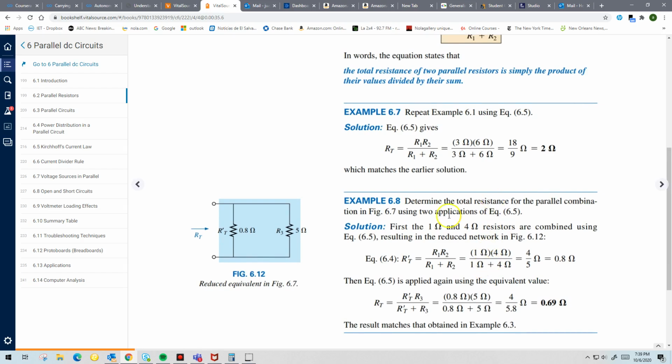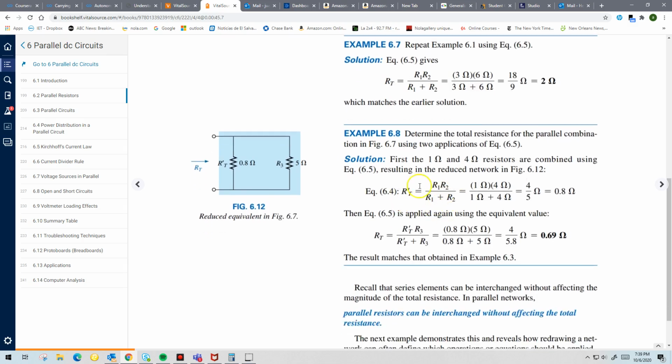So let's look at, for example, this one. We use it. Example 6.8, right? You have these 2 resistors, and they want to know the total resistance for this parallel combination. Okay. Is this one? No, they're referring to figure 6.7. So let's go back to figure 6.7.